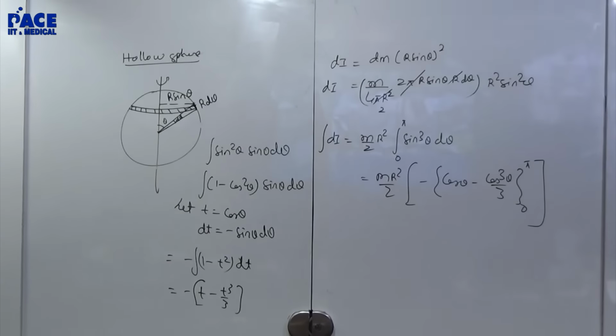Now what is his answer? 2 by 3 mr square. Are you getting the answer? People who directly write the answer after this step will be made to stand upside down. Please do the simplification and get the answer. Don't copy it from your neighbors. That is called simplification. You can do it on your own.